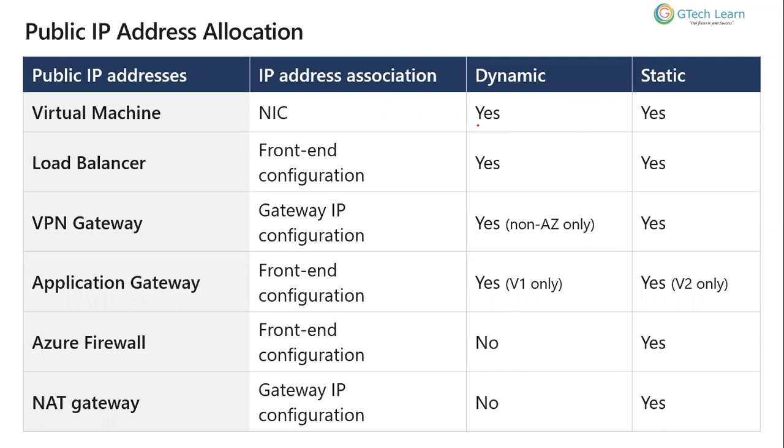On a virtual machine, we can go with dynamic and static. The same goes for the load balancer. On the VPN gateway, dynamic is only for non-Azure zone-redundant gateways. And in the application gateway, we can go with the same option just for V1 and V2, which is the SKU and version of the application gateway you are using. In the Azure firewall, you cannot deploy the dynamic public IP address allocation, and the same goes for the NAT gateway. So that is the information related to IP address allocation.